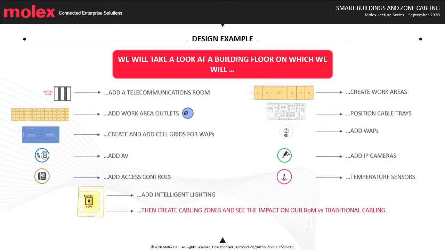Many applications may be included in our design: lighting, voice data, wireless, video surveillance, access control, AV, energy management, HVAC, digital signage, DAS, and so on. However, to keep our design relatively simple, we will just add a few of them. Then we will create our cabling zones and see the impact on our BOM compared to traditional cabling.